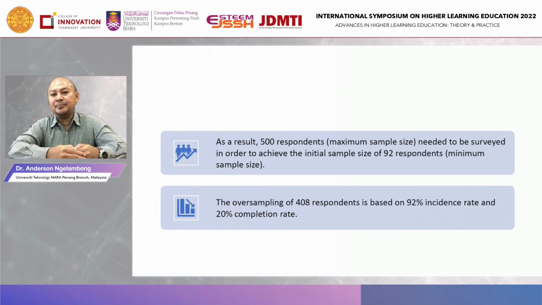You can see here I need to oversample more than the 92 respondents, based on the 92% incidence rate and 20% completion rate. For online surveys, the completion rate is very low, and when it is very low, you need to increase the sample size. Meaning if you distribute 500 questionnaires, you should get at least more than 92 respondents, somewhere between 92 and 500 respondents. So in between is already a good number.